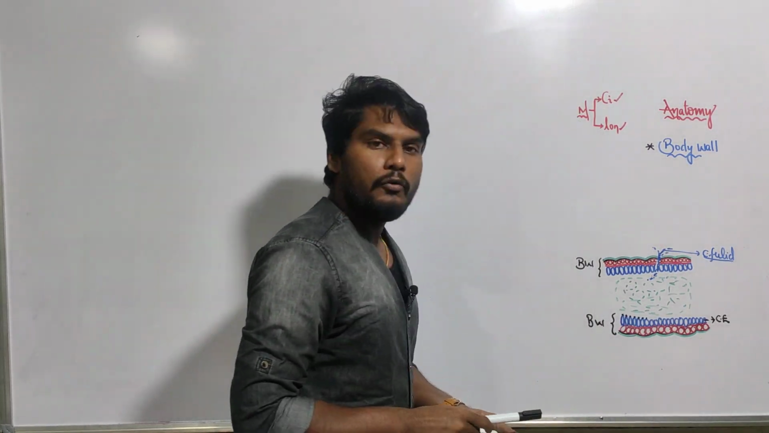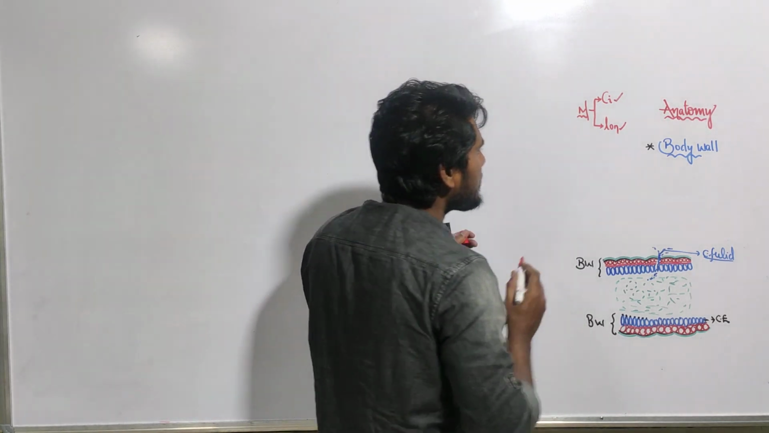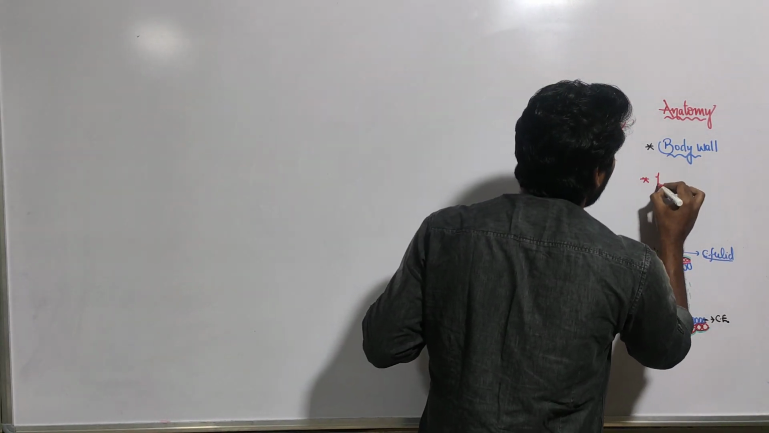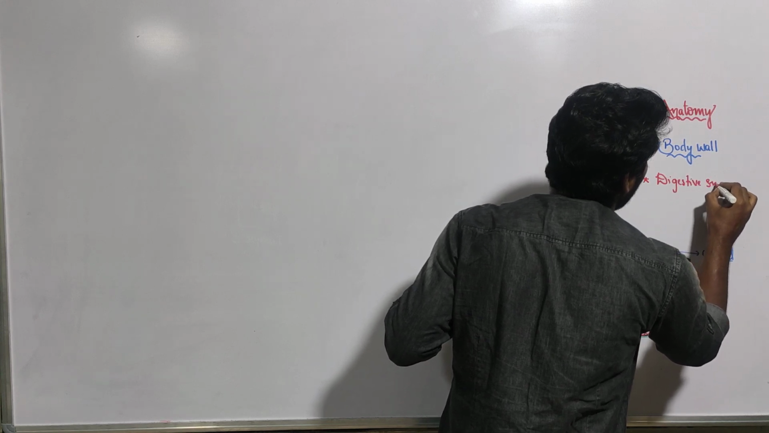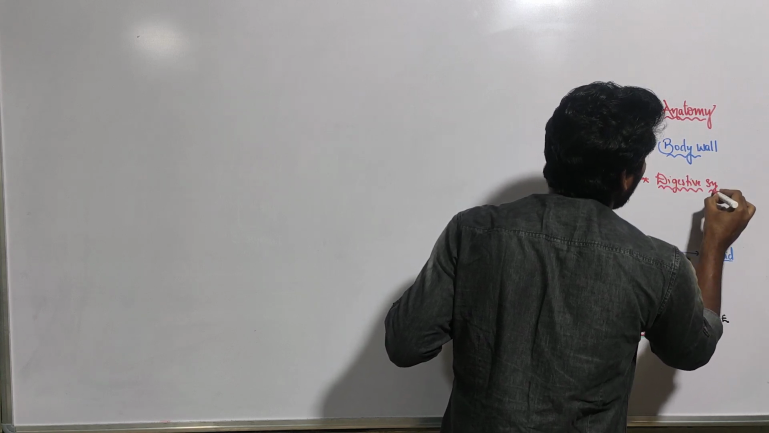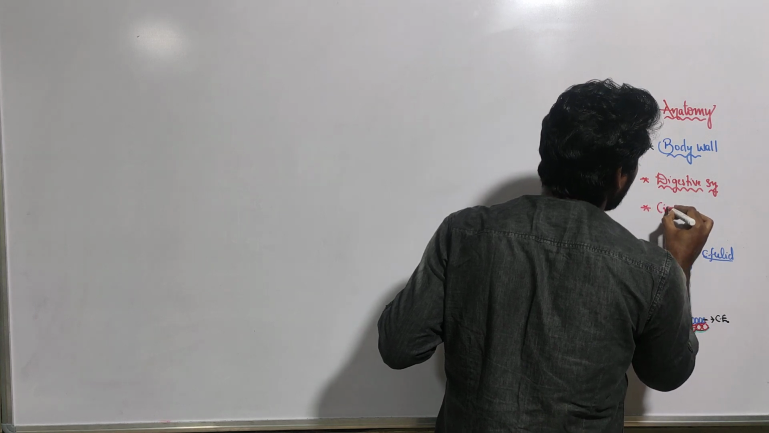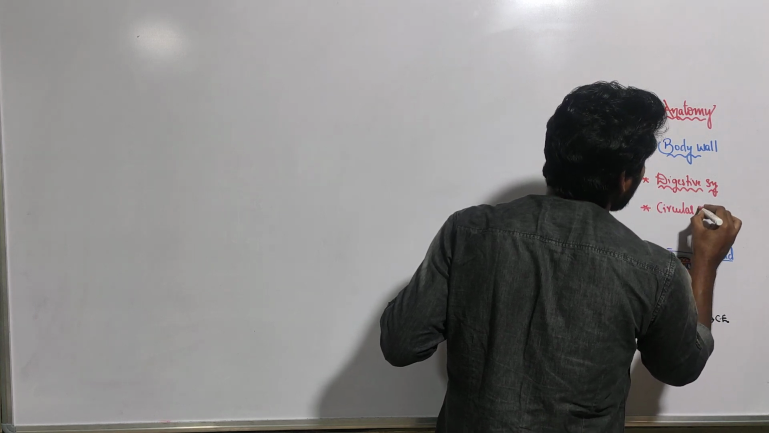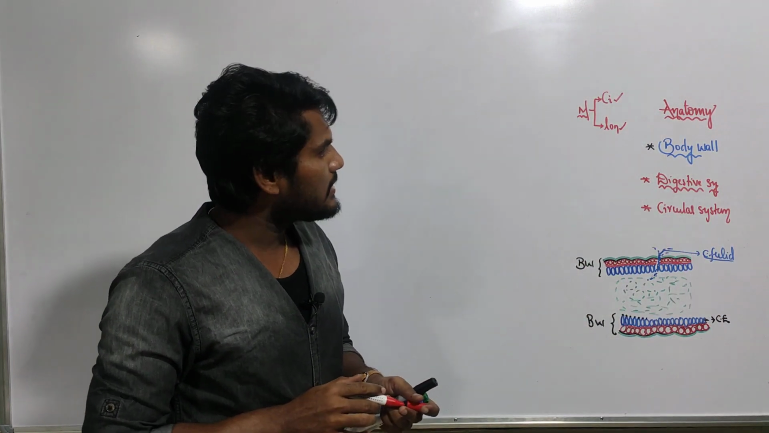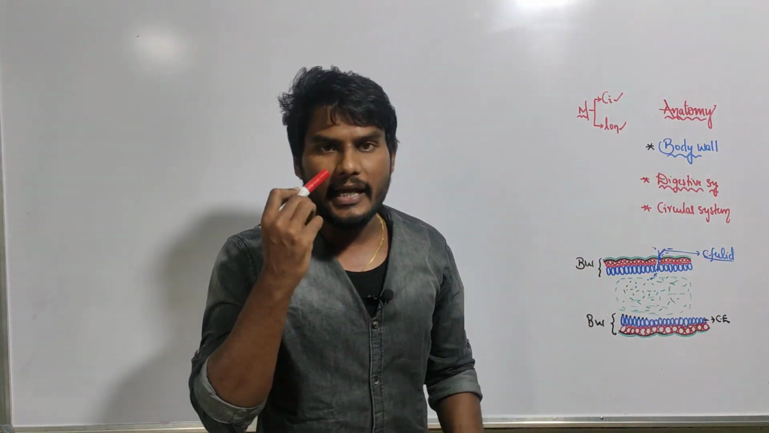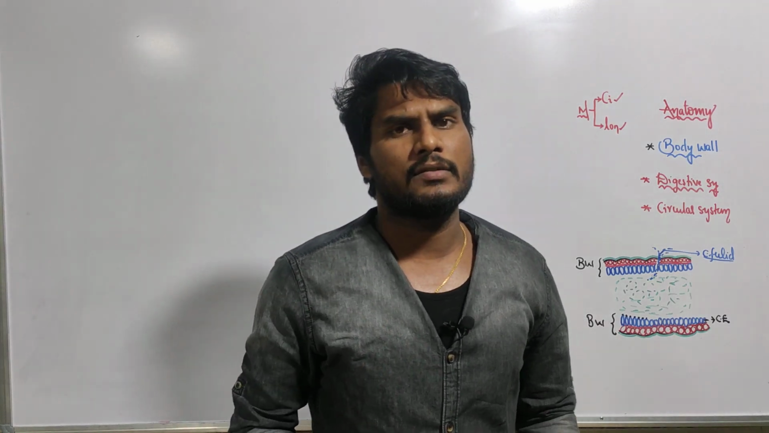After body wall, now we are going to discuss about the digestive system of the earthworm. Digestive system of the earthworm. Digestive system. And after digestive system, in this session we are going to discuss about the circulatory system. Circulatory system. We discussed about the body wall. Now come to the digestive system. Anatomy. So digestive system.